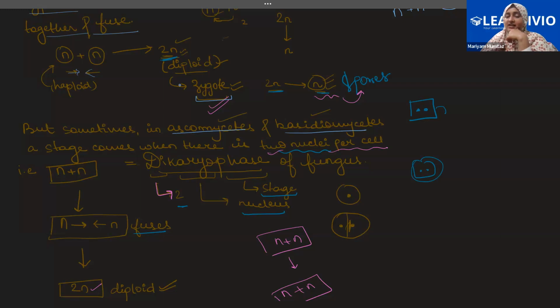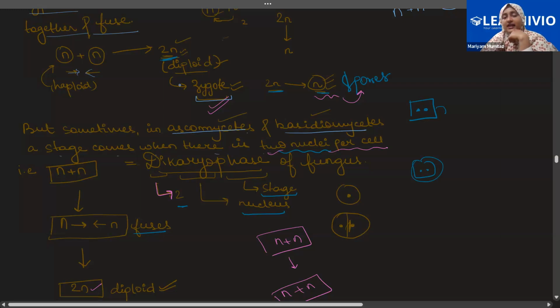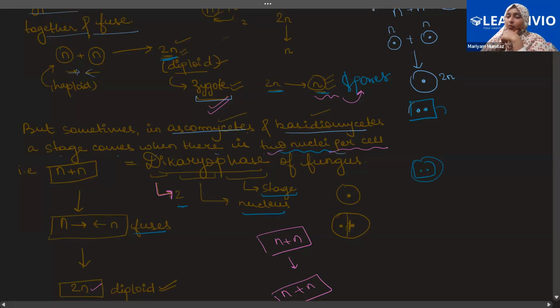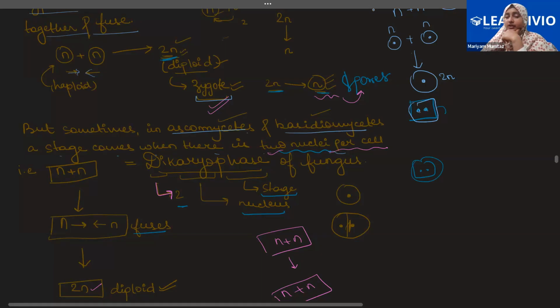But sometimes in ascomycetes and basidiomycetes, a stage comes when there are two nuclei per cell. Meaning, for example, if this is one nucleus that is N, and it fuses with another nucleus that is N, ultimately there will be only one nucleus, but it will be 2N. But in this case, two nuclei per cell will be present. One cell will have two nuclei together.